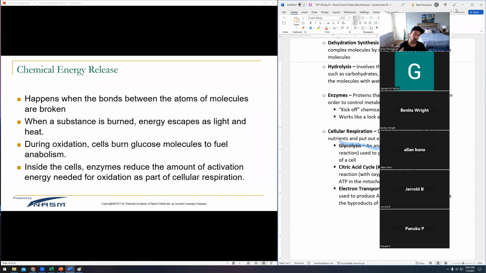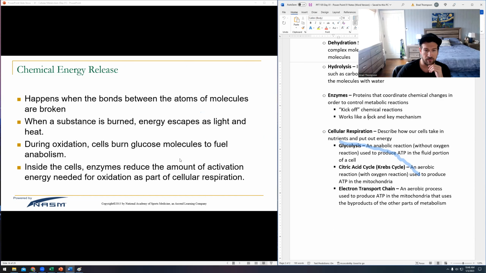So that's part of what we're going to do. We're actually going to purposefully make anabolically a high energy molecule. And then that high energy molecule is going to be able to be broken in half. And when we break that molecule, it'll release a ton of energy. That's what's going to power our body and allow us to do stuff. So when a substance is burned, its energy is released, usually as light or heat or sound.